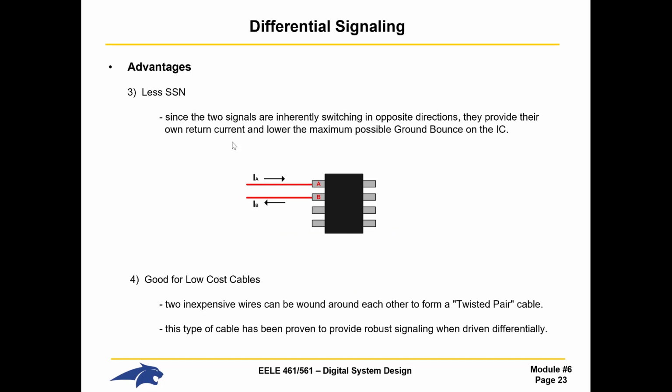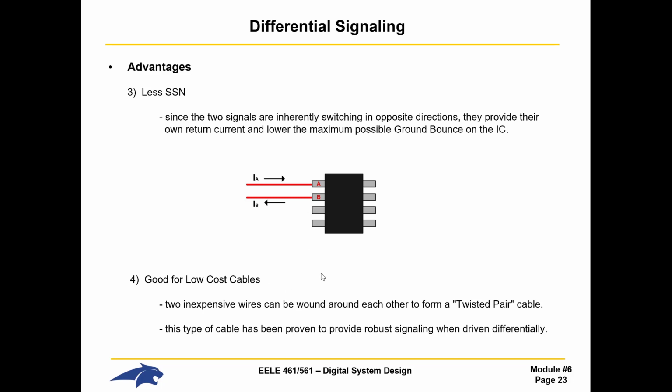Okay. You also have less simultaneous switching noise. So remember, simultaneous switching noise was where the most common one was where you had a whole bunch of signals that were sharing a common return. Well, in differential signaling, you always have a signal going in, current going out that corresponds to the signal and its complement. So you actually inherently always produce your own return current. So you never even have to use the ground of your IC. You're always returning back and forth through yourself.